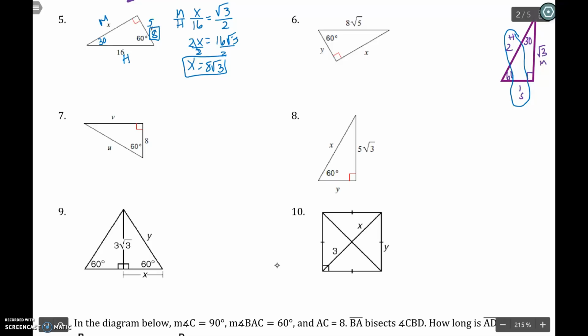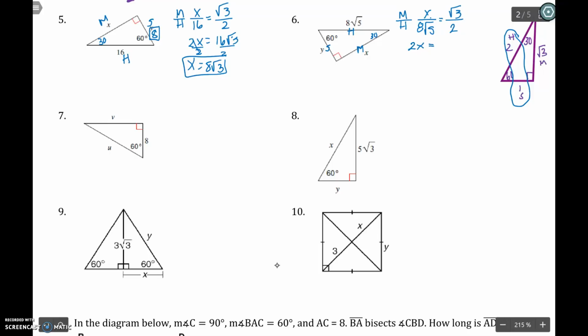Okay, across from your 60 is your medium, across from your 30 is your short, and across from your 90 is your hypotenuse. And we're going to set up some proportions. So to find x, that's your medium, and we have our hypotenuse as 8 radical 5. So the medium is x, your hypotenuse is 8 radical 5. On the original, the medium is radical 3 and the hypotenuse is 2. And now you can cross multiply.